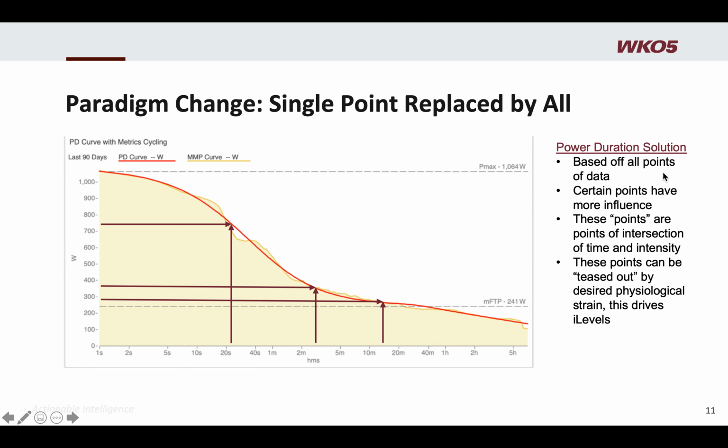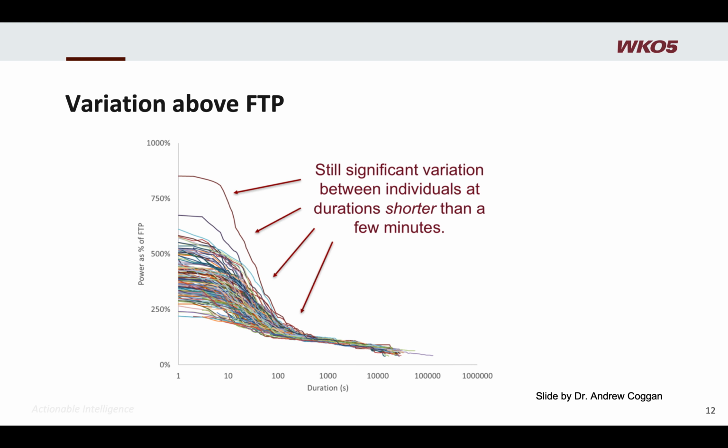And basically, it's based off all points of data. We know within the model that certain points have more influence. These points are intersections of time and intensity, kind of laying this out by the arrows here. They're not specific, it's just meant to be a visual understanding cue. But the reality is, in the model, we can tease these points out by the desired physiological strain, what you're trying to put the athlete under. And that drives the development of the application known as eye levels and optimized intervals.